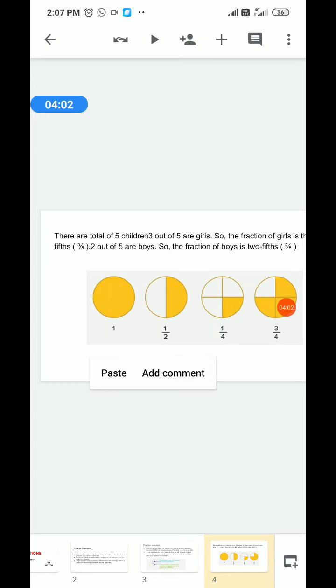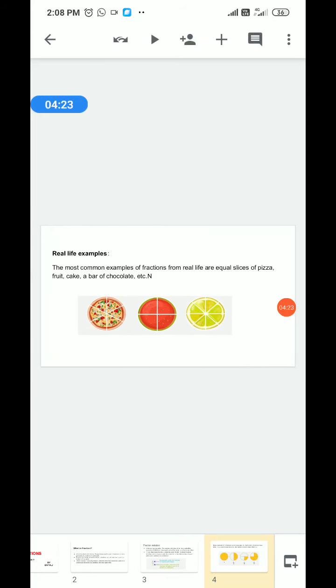For example, take your marks. Say you get 98 out of 100. How will you represent this? 98 by 100. The total mark is 100, but the mark you have scored is 98. So 98 out of 100, how will you represent it as a fraction? 98 by 100. Okay, understood? We will see the next slide.